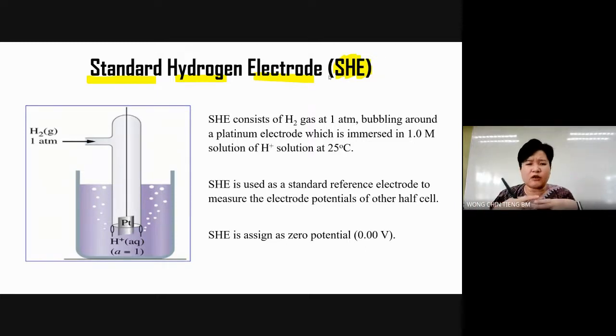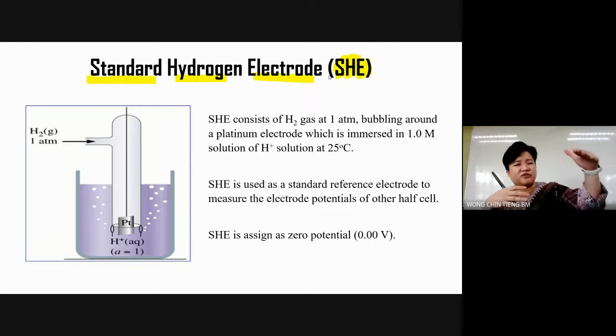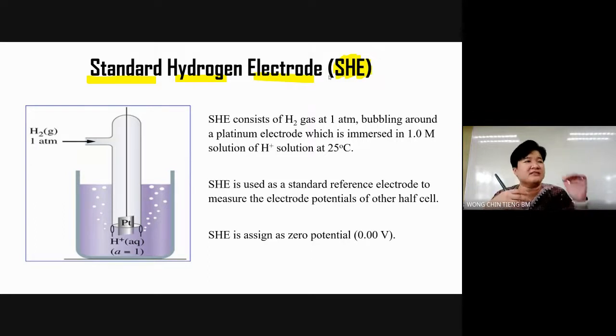Okay, when you have a lot of elements in your periodic table, we have your calcium, barium, potassium, magnesium, aluminium, zinc, what else? Fluorine, chlorine, bromine, iodine. Semua benda tu ada electrode potential dia sendiri. Dia ada tenaga dia sendiri. Tapi soalan dia adalah, macam mana aku nak tahu tenaga dia? Macam mana you tahu tenaga dia 0.53? Macam mana you tahu tenaga dia 1.13?